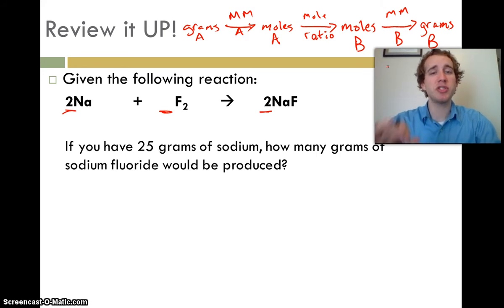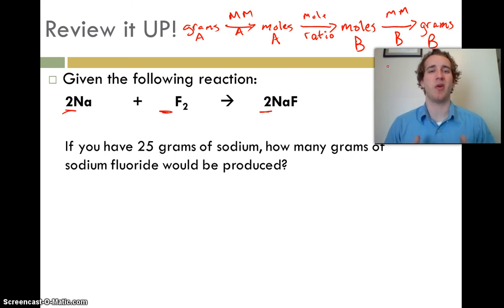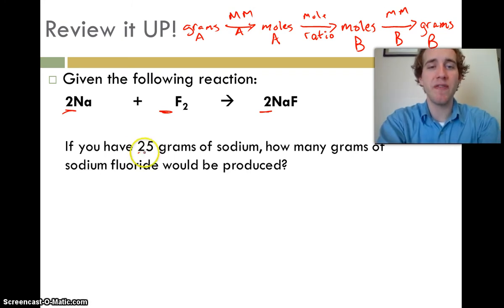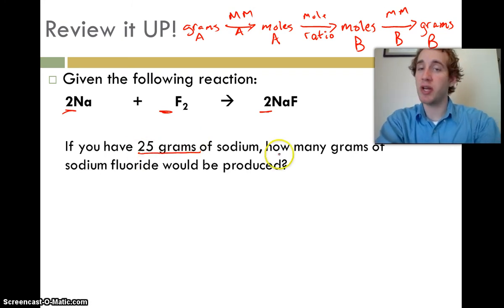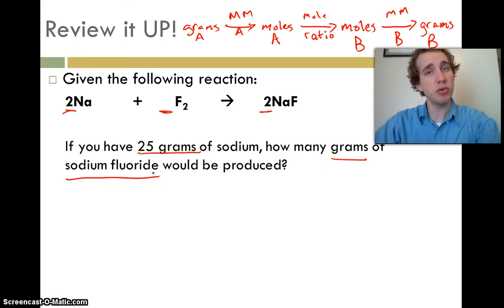Now remember to watch your units, follow your units. They are your road signs, they are your map. From point A to point B, they're going to tell you exactly where to go. So in this problem, we were given 25 grams of sodium, and your question word says how many grams of sodium fluoride are produced.